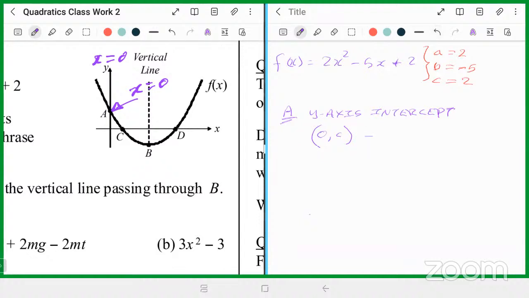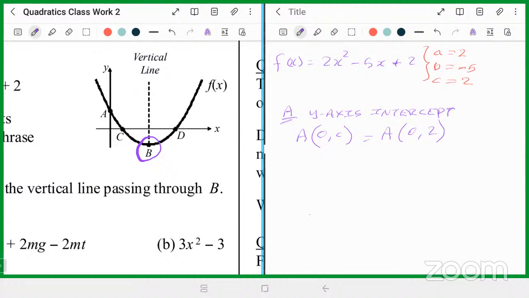So therefore, this point A is the point (0, 2). That answers the first part. We have given the name and the coordinates of the point A. All right. Then we're going to talk about the point B, which is right at the turning point. And it's actually a minimum turning point.